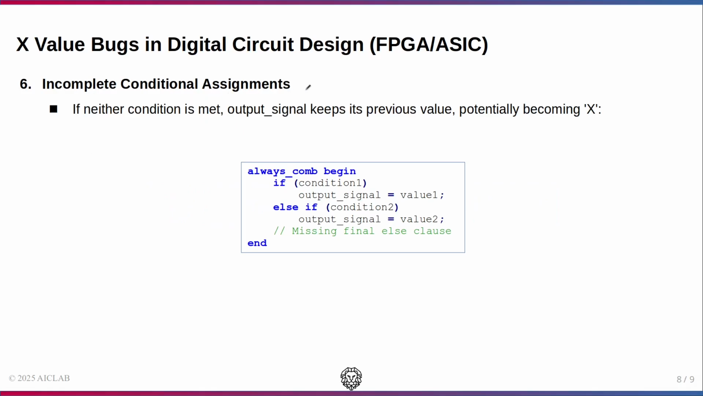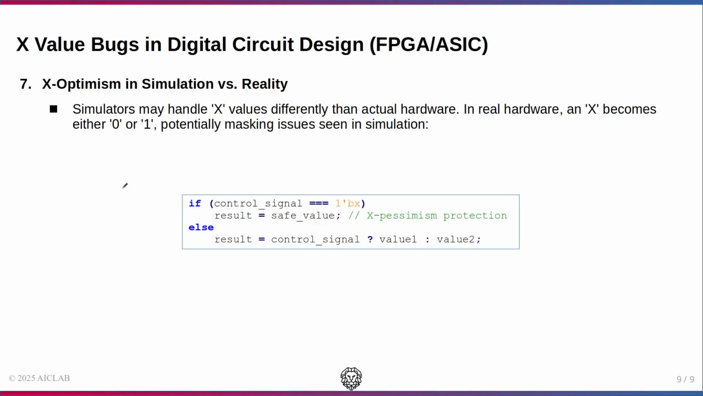Incomplete conditional assignment. In this combinational block, if condition 1 is false and condition 2 is also false, the output signal doesn't receive any value. In simulation, the output signal becomes X, but in synthesis, it may introduce latches, which is not good behavior. And the last one, X optimism in simulation versus reality.